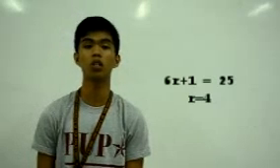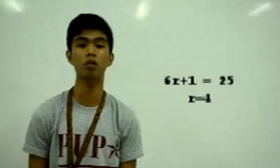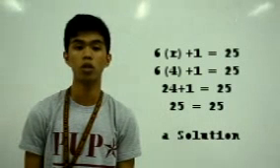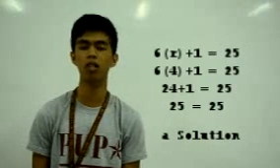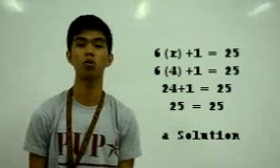Check whether the given number is a solution of the equation or inequality. Here is the first one: 6r plus 1 equals 25. Substitute r by 4. Therefore, 6 times 4 plus 1 equals 25. So 24 plus 1 equals 25, and 25 equals 25. They are equal, so 4 is the solution.